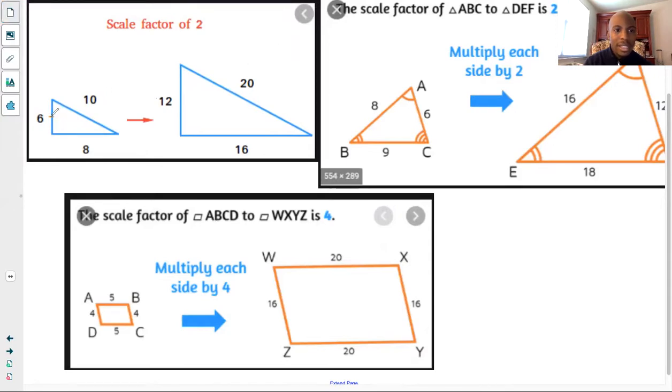This side 6 became 12, right? And this side 10 became 20. Well, how did I go from 6 to 12? How did I go from 10 to 20? We're not adding here, we're multiplying.